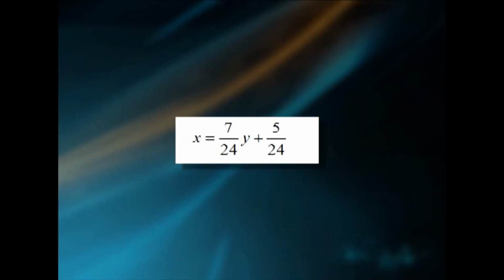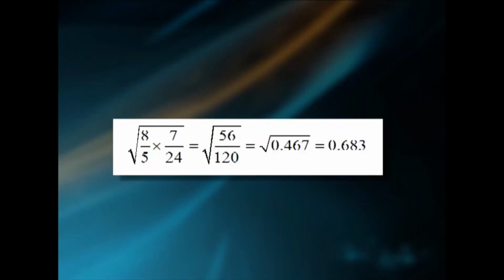is the regression line y on x. It can be expressed as y equal to 8 by 5 into x plus 14 by 5. This gives byx equal to 8 by 5. Then the second is the regression line x on y, which is expressed as x equal to 7 by 24 y plus 5 by 24. This gives bxy equal to 7 divided by 24. Geometric mean of byx and bxy is square root of 8 by 5 into 7 by 24, that is equal to square root of 56 by 120, that is square root of 0.467, that is equal to 0.683, which is less than 1. Hence, our assumption is correct.